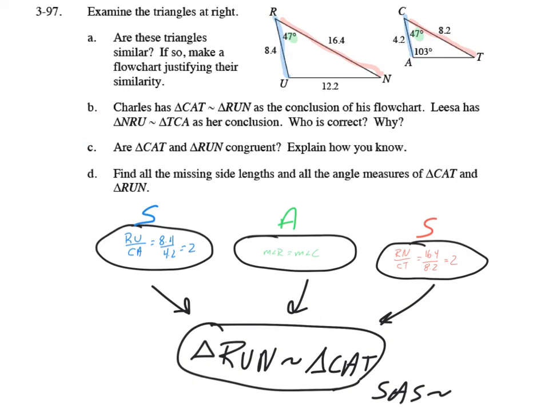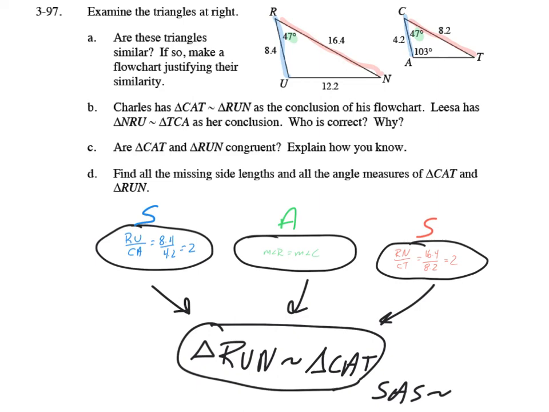I'm looking at letter C. Hopefully you can answer no, and the reason being is that the zoom factor between all the sides, or the set of corresponding sides, is 2, and it is not 1. So they are not congruent, they are similar. And it said find all the missing angles and side lengths of CAT and RUN.